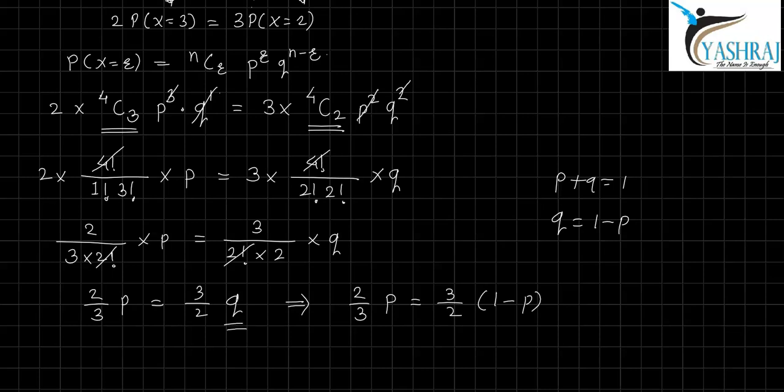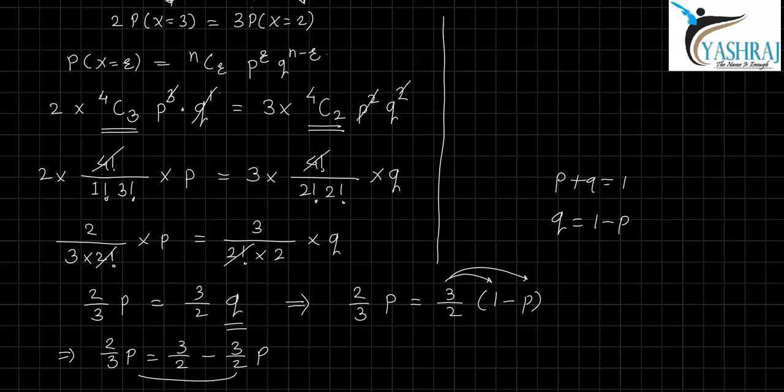We have to replace q by its value. Now that implies 2 by 3 times p is equal to, try to distribute 3 by 2 over the bracket, we might get 3 by 2 minus 3 by 2 times p. Now collect all p variable towards the left hand side of the given equation. So we are trying to shift minus 3 by 2 times p from RHS to LHS. It must change its sign from minus to plus and gives us 2 by 3 p plus 3 by 2 p is equal to 3 by 2.